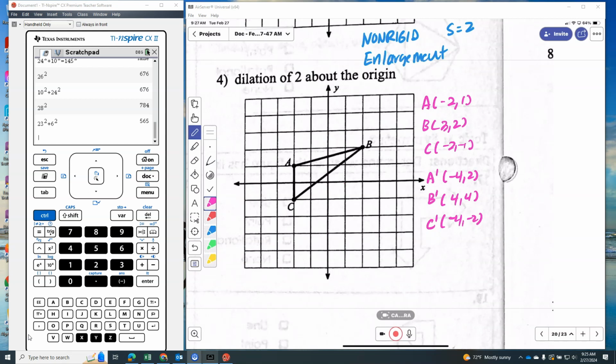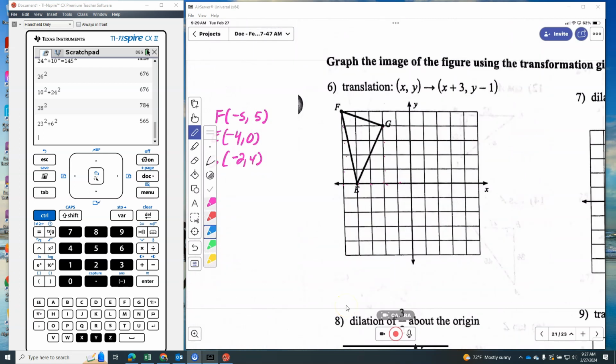So A prime is negative 4, 2. That's A prime. B prime is 4, 4. That's B prime. And C prime is negative 4, negative 2. That's C prime. Connect the points. And there's the enlargement. Translation, the rule is you go 3 to the right and 1 down.